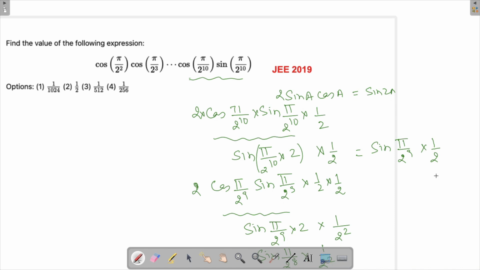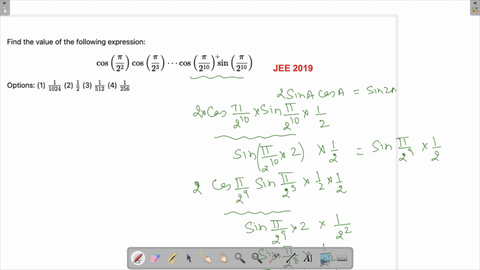All right. So in this question, the only thing was to observe this last bit, and then we had to go backward like this and reach here. And then finally, we would be able to find this value.